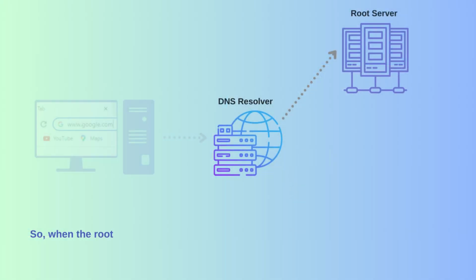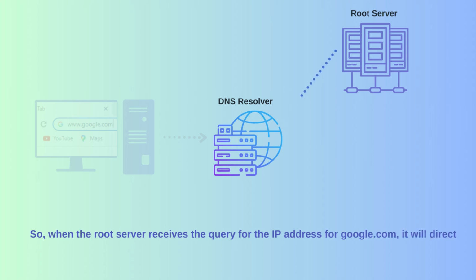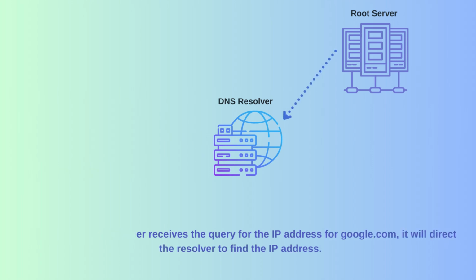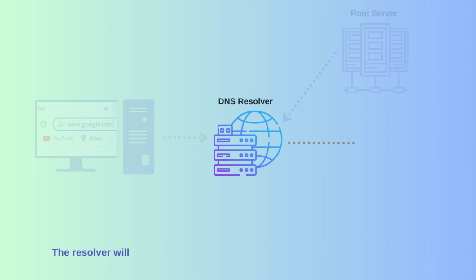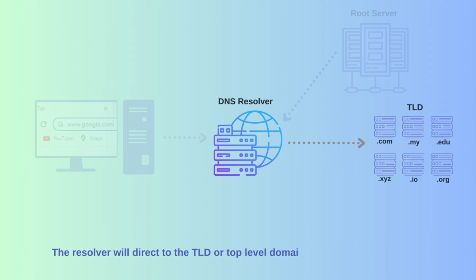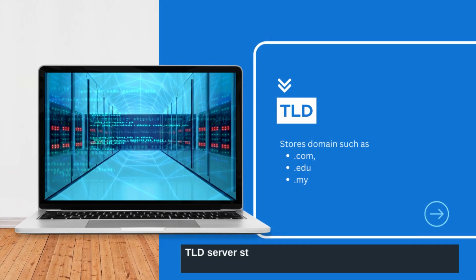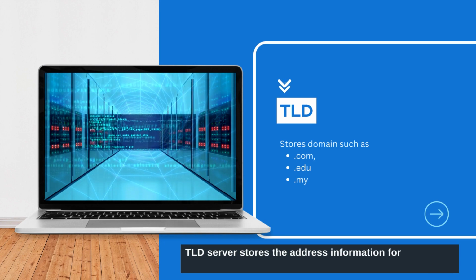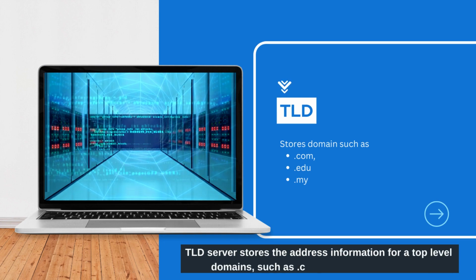So when the root server receives the query for the IP address for google.com, it will direct the resolver to find the IP address. The resolver will go to the TLD, or top-level domain server, for the .com domain and ask for the IP address for google.com. The TLD server stores the address information for top-level domains, such as .com, .edu, .my and so on.